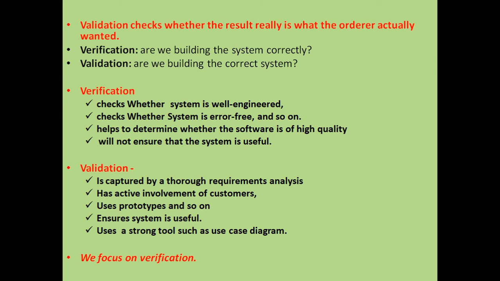Validation, on the other hand, is captured by a thorough requirement analysis where there is ample user involvement, and even communication with the user via tools such as prototypes. This always ensures that the system is useful, because first and foremost it relies on the requirement analysis. It is going to check, one to one, each and every requirement, whether it is being met according to user satisfaction or not. For this purpose, it uses a very strong tool, the use case diagram, which is a very unique tool used by object-oriented systems.